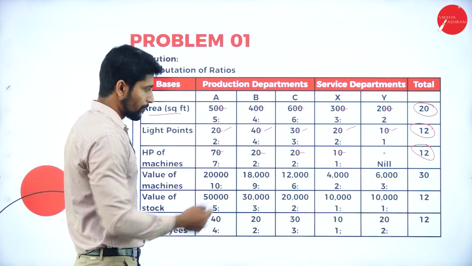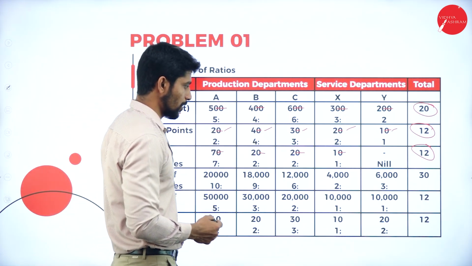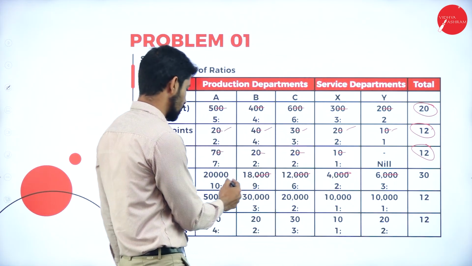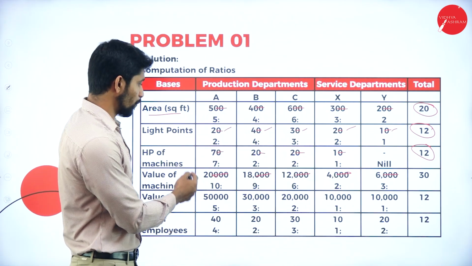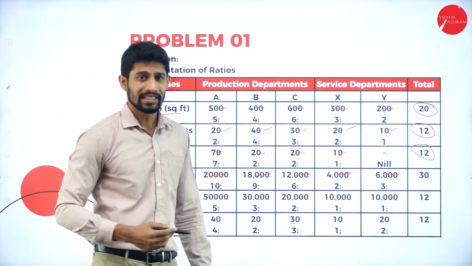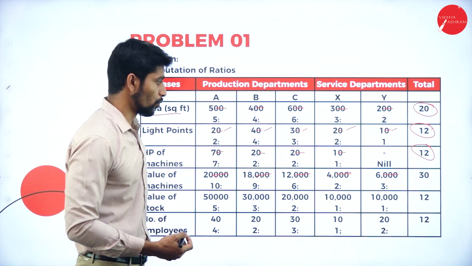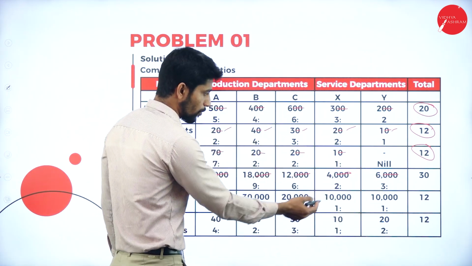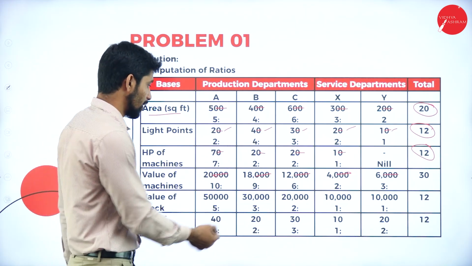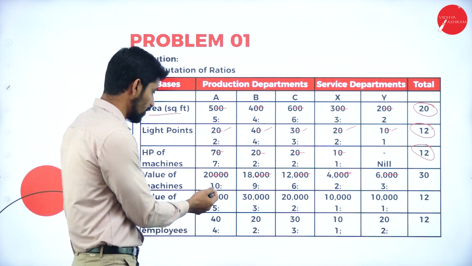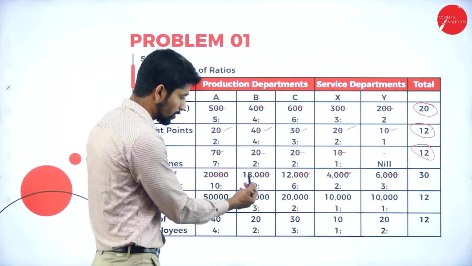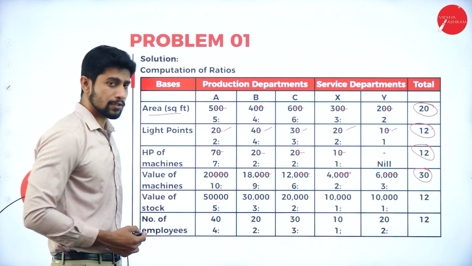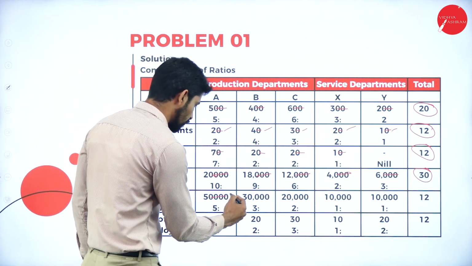20,000, 18,000 and 12,000, 4,000, 6,000. Cancel these 3 zeros. Still you will get 20:18:12:4:6. If you divide it by 2, you will get the ratio. 2 3s are 6, so 3; 2 2s are 4, so 2; 2 6s are 12; 2 9s are 18 and 2 10s are 20. So ratio is 10:9:6:2:3. Total 30. Next, value of stock. Again here cancel these 4 zeros.